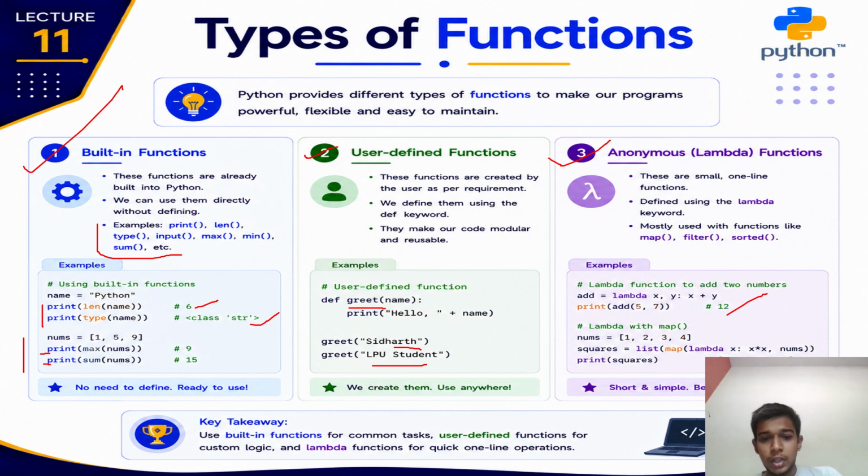Now look at the other example. Here the map function applies the lambda function to every element in the list. So what is the use of this map function? The map function is used to apply the lambda function to every element given in the list. Now each number is multiplied by itself, so the output becomes 1, 4, 9 and 16. 1 is multiplied by 1, 2 is multiplied by 2, 3 is multiplied by 3 and 4 is multiplied by 4. So here you can see the squares of the numbers.